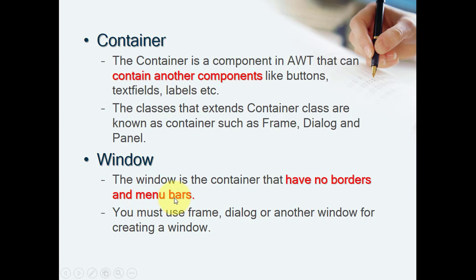So we have menu bars, like suppose for example you take a notepad. In a notepad you have a file menu, edit menu, like this. So these are menus. So if you create a window on that, you will not get a facility of borders and menu bars. On a container also you will not get that facility. You must use the frame, dialog or another window for creating the window. So for that you can go with a frame and dialog. This is more suitable. There you have menu bars and borders. So first is container, then you have a window.